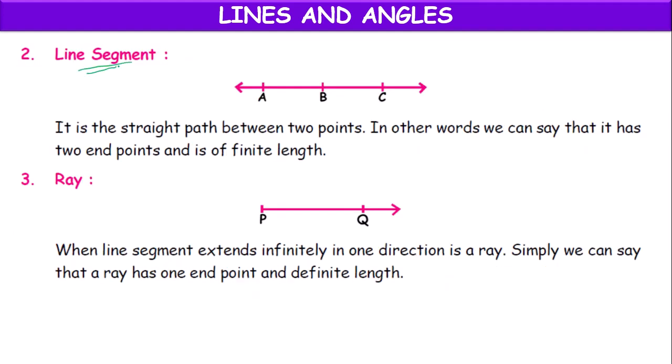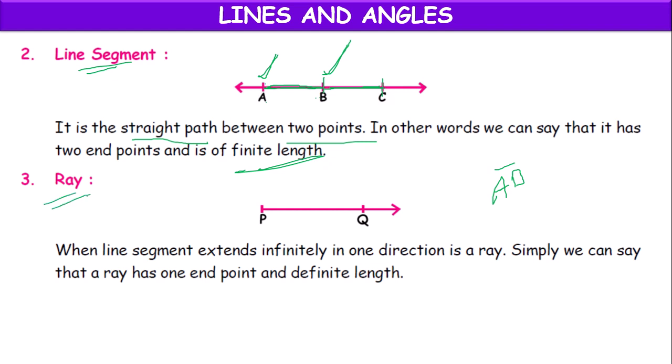Next, line segment. A line segment is a straight path between 2 points. Here, A is a point, B is a point. So this is the AB line segment. It has 2 endpoints: at one end we have A, at the other end we have B. Its length is fixed. If you take these 2 points, BC is another line segment. A line segment has a finite length.